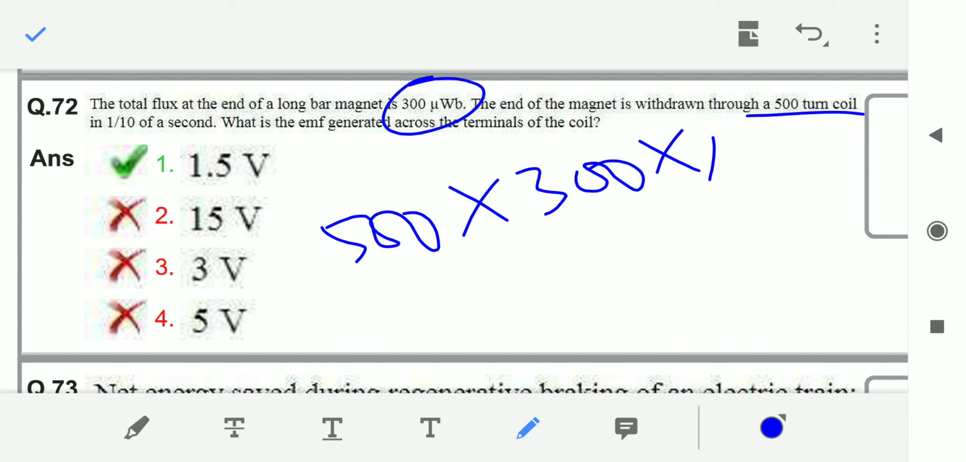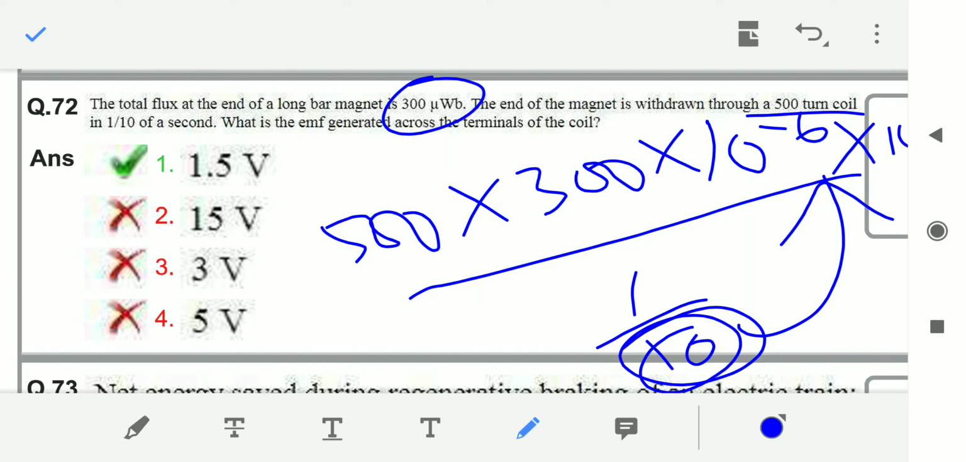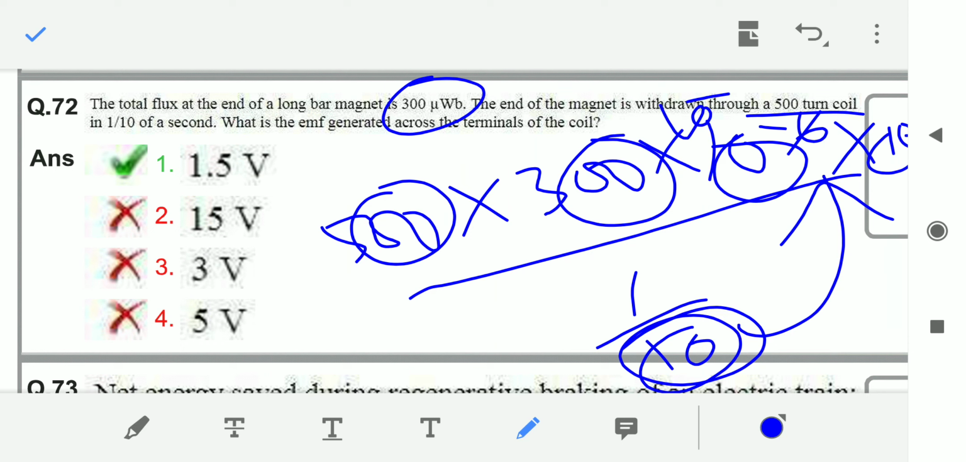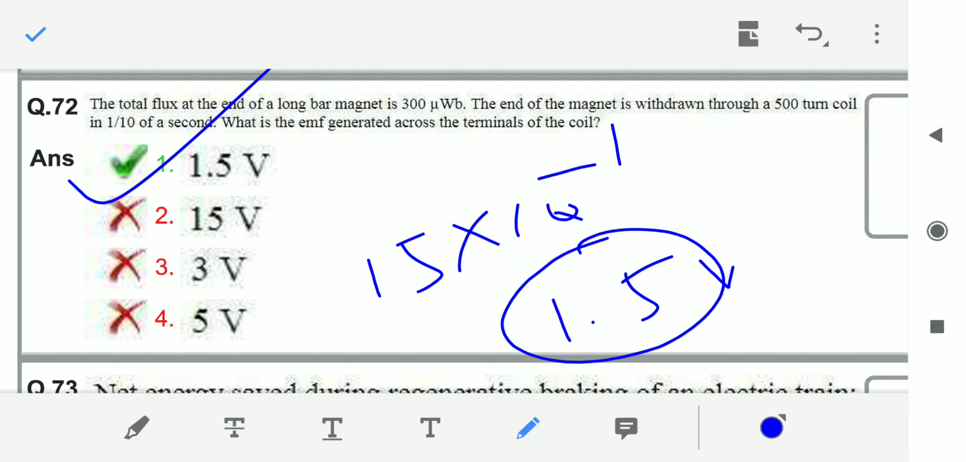300 into 10 power minus 6, by dt which is 1 by 10. That means 1 divided by 10. This 10 goes to the numerator. Then 500 times 10 becomes 5 into 10 power minus 1 after accounting for the powers. So 5 into 3 is 15, so 15 into 10 power minus 1. That is nothing but 1.5 volts. So option 1 is right.